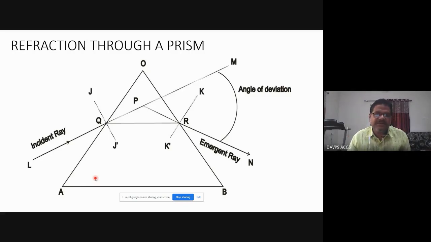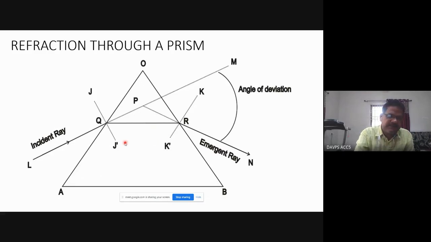Out of the 3 rectangular surfaces, the prism is standing on one rectangular surface, AB, and the other 2 surfaces, OA and OB, are extended back. These other 2 rectangular surfaces are called the refracting surfaces, because the phenomenon of refraction of light takes place through those 2 surfaces. So the AB surface is called the base, and AO and OB are the refracting surfaces.